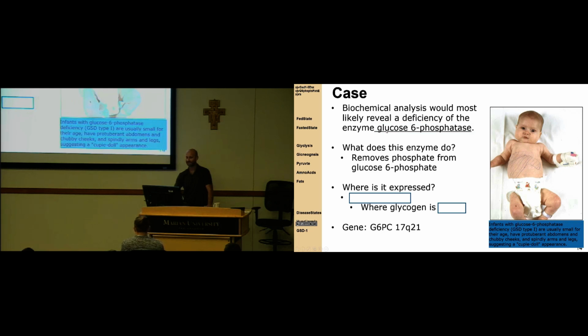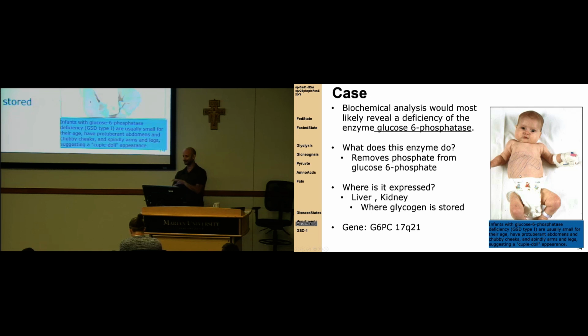If you did an analysis, you would find you don't have glucose 6-phosphatase. I've already told you it removes that phosphate group, and it's expressed in the liver and the kidney. We're going to be focusing on the liver, and that's where glycogen is stored. I feel very bad for you whenever I read some of these clinical presentations.